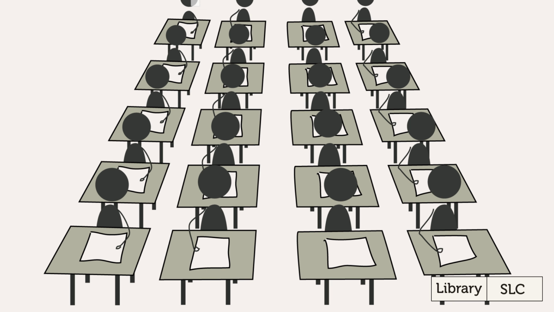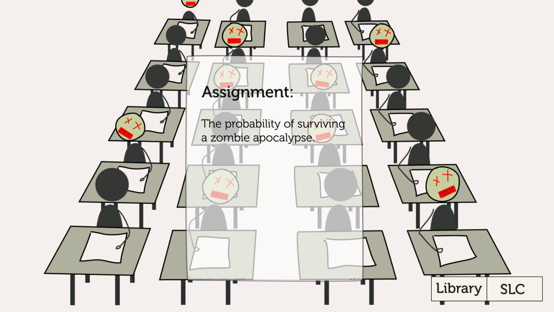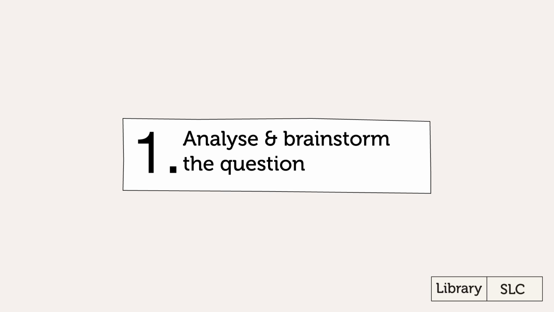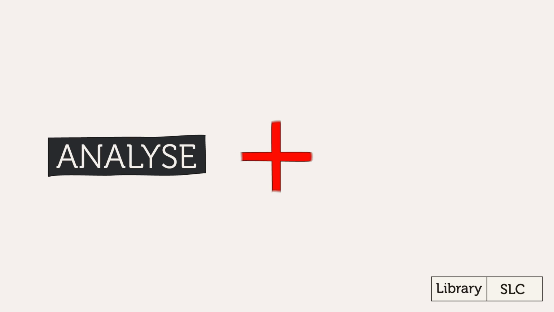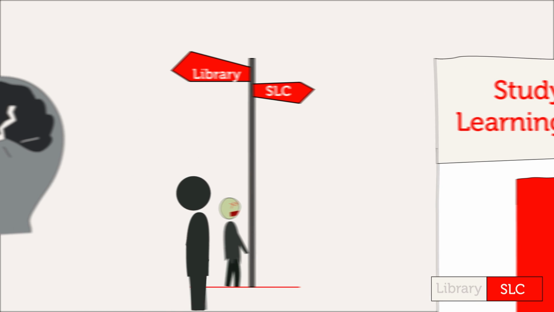This semester, my class had an assignment on the probability of surviving a zombie apocalypse. The RMIT assignment planner lays out the steps for doing an assignment. The first step is to analyse and brainstorm the question. I head to the RMIT Study and Learning Centre to find out how.